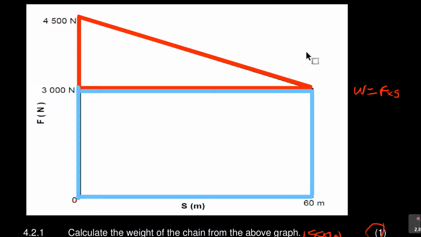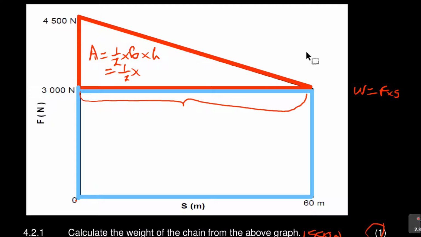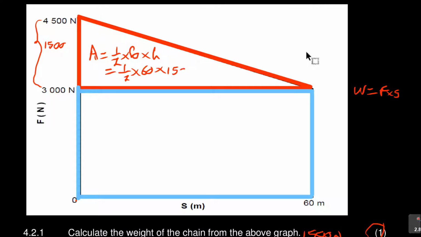Now the first one, it's easy to find. Let me use the red here. I'm going to say area, which is the area of this triangle, is equal to half times base times height. Now the base is this distance here, from here to here, which is 60 meters. So half times 60 times height. The height is from here to here. 3,000 to 4,500 is 1,500. That's the height. So you say 1,500.